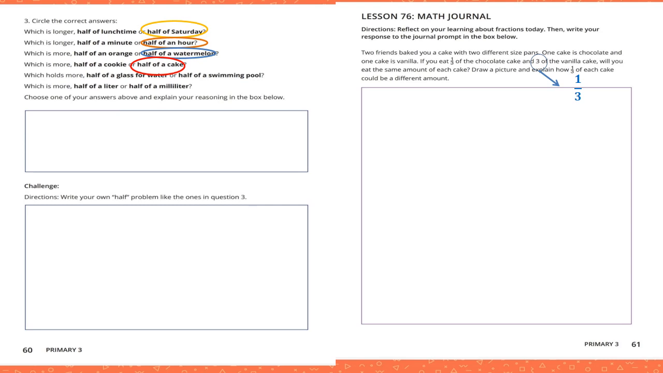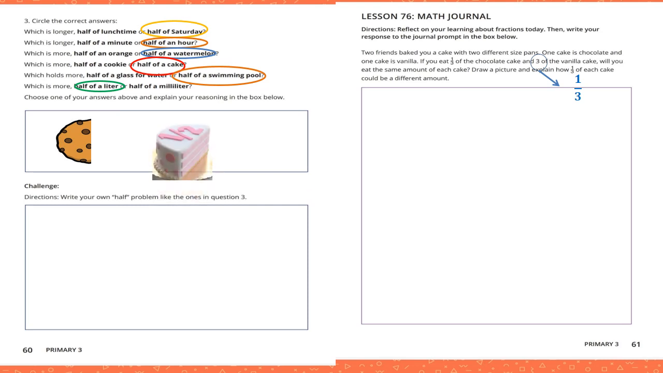Which holds more? Half of a glass of water or half of a swimming pool? Which is bigger? Swimming pool. Which is more, half of a liter or half of a milliliter? Which is more? Liter, because 1 liter equals 1000 milliliters.